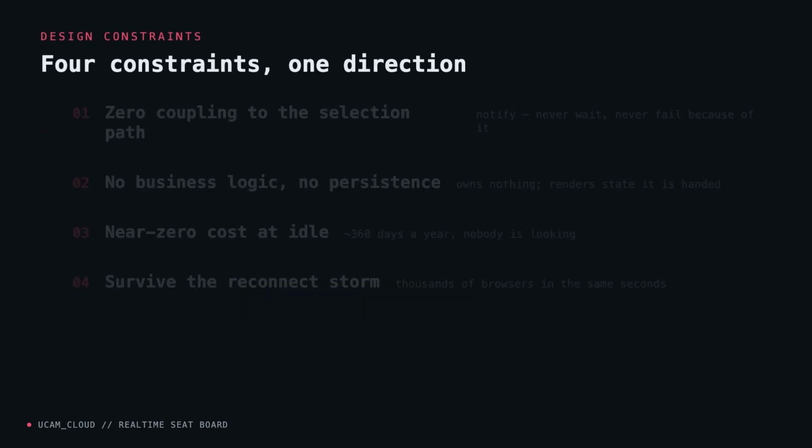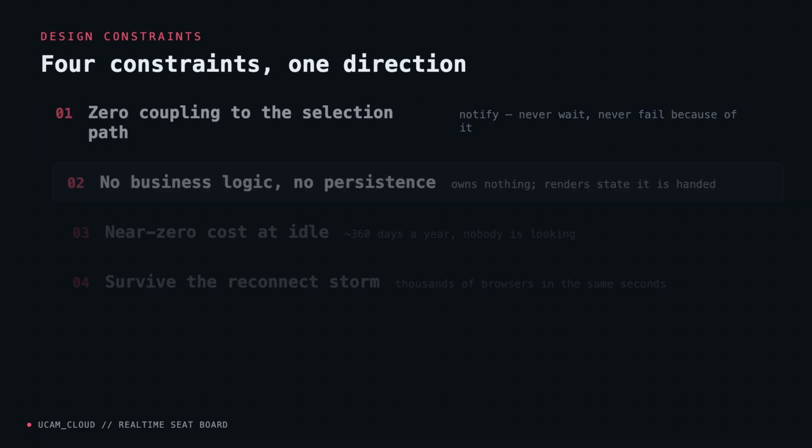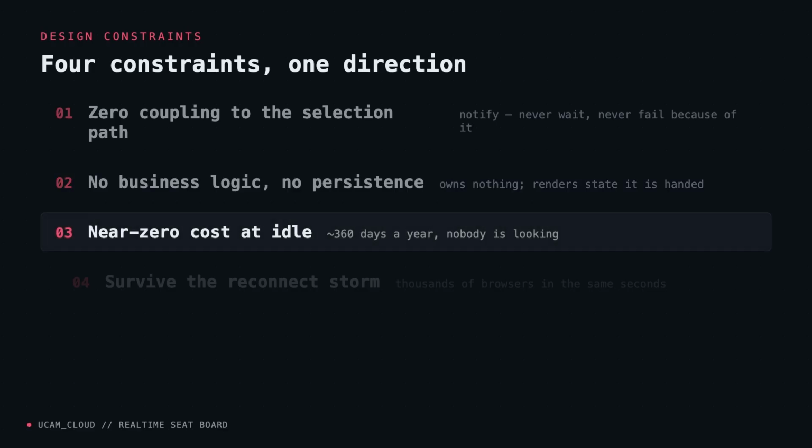To achieve this, several design constraints were established. First, there would be zero coupling to the selection path. The selection handler could notify the real-time system of changes, but it couldn't wait for confirmation or fail due to any issues in that system. Second, there would be no business logic or data persistence in the real-time server. It wouldn't manage seat allocations or write to databases. It simply displayed the state it received.